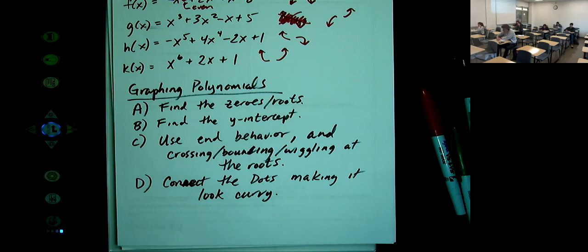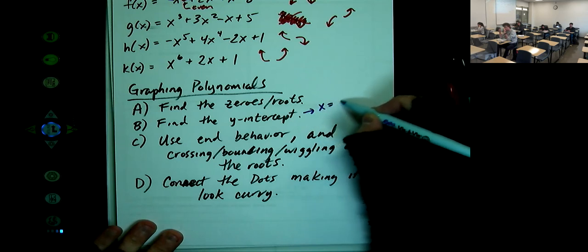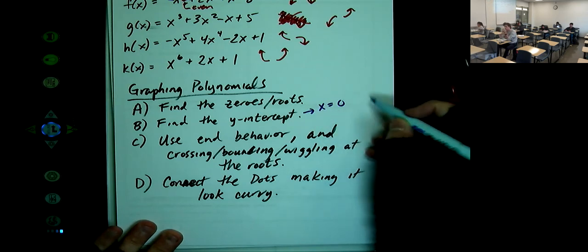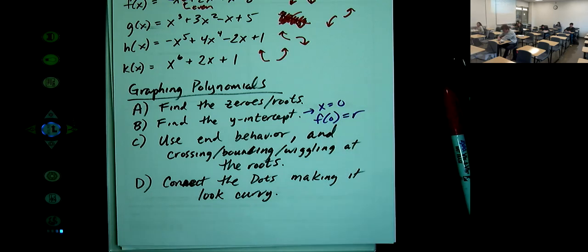Finding the y-intercept is actually the easiest one, because the y-intercept is when x equals 0. So you're plugging in 0, and it's the remainder. It's the single term that doesn't have an x in it. All the x's go to 0, so it clears out all the coefficients there. Just whatever's left, that's your remainder.